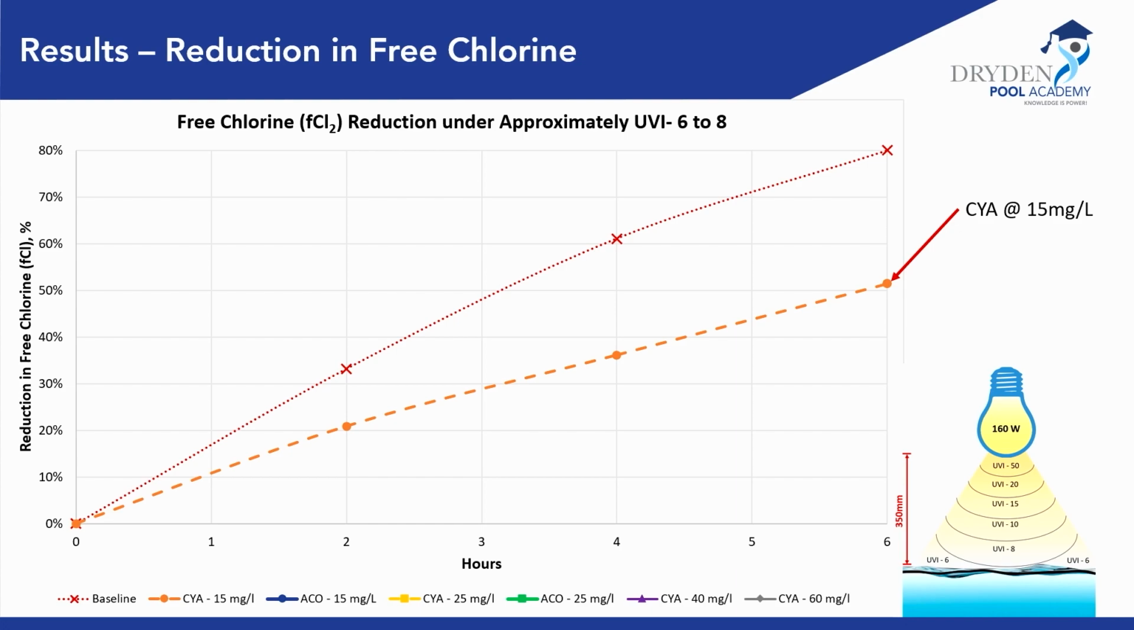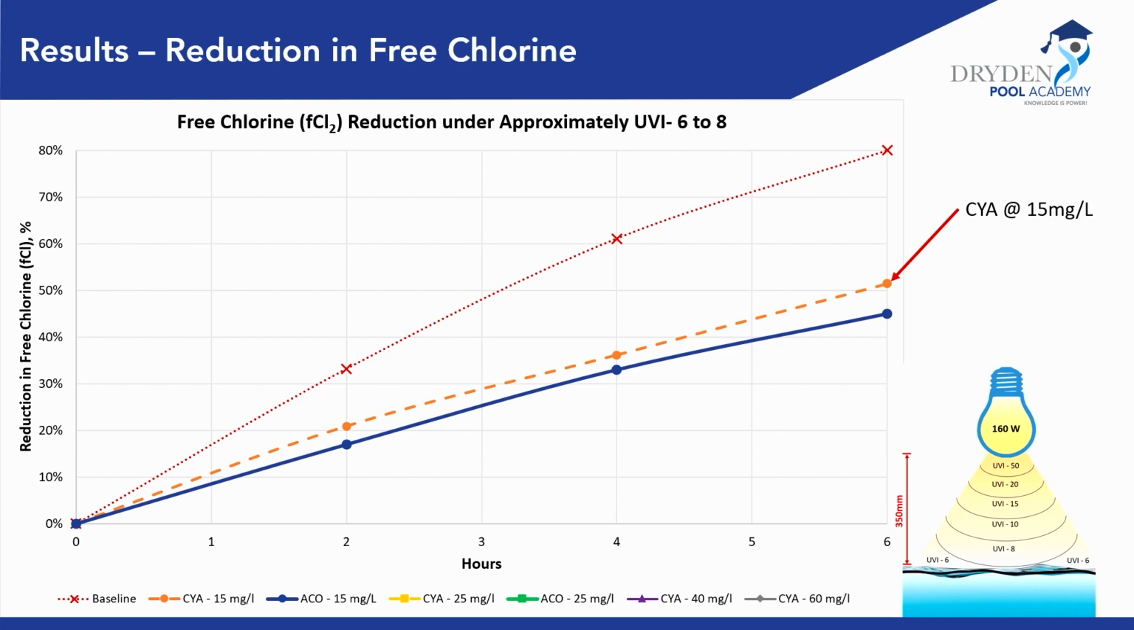Yes. Okay. Now let's look at the cyanuric acid at 15 ppm. As we can see from here, the cyanuric acid is working. It's acting as a chlorine stabilizer. Same again, we look at the 3-hour mark. We've got a 30% reduction in free chlorine, and at the 6-hour mark, we have a 50% reduction in free chlorine, or 50% free chlorine remaining.